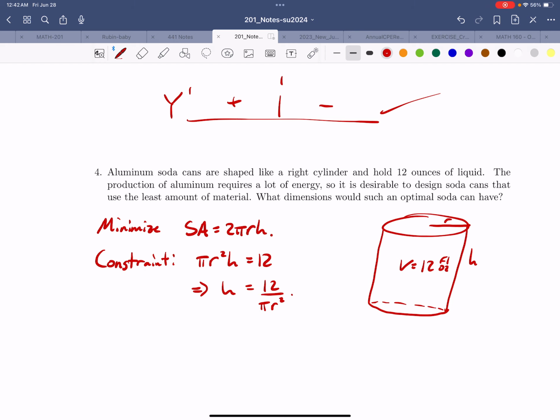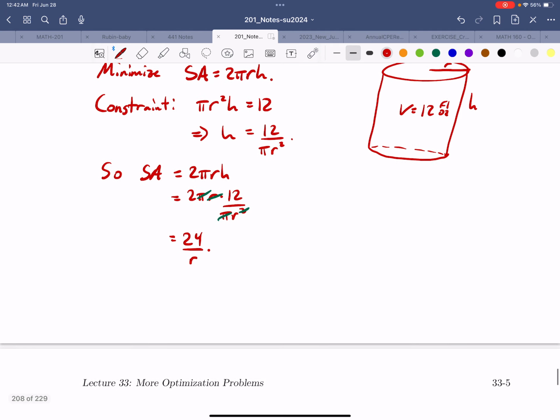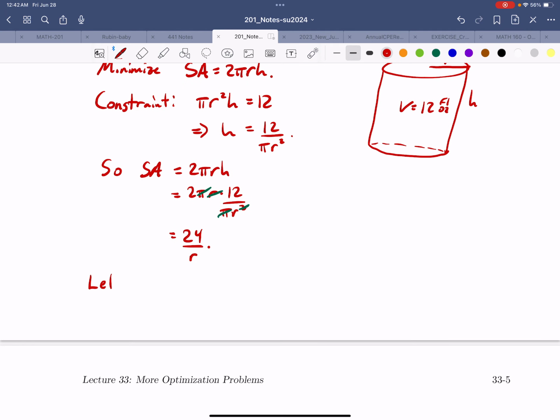All right, so then we substitute this back in. We get surface area equals 2 pi rh, which is 2 pi r times 12 over pi r squared. And the pi's are going to cancel. Actually, one of the r's is going to cancel. And we wind up having 24 over r. All right, so we're just going to let the surface area prime of r equal 0.